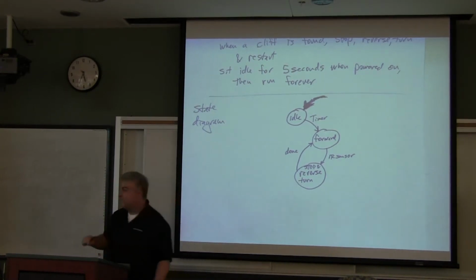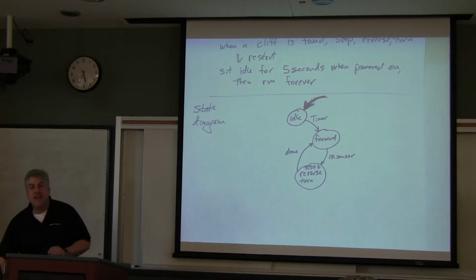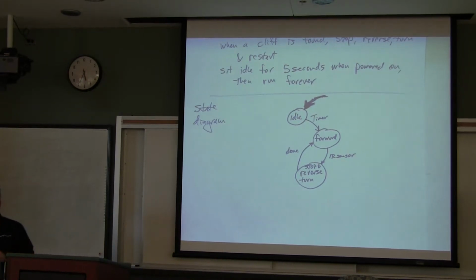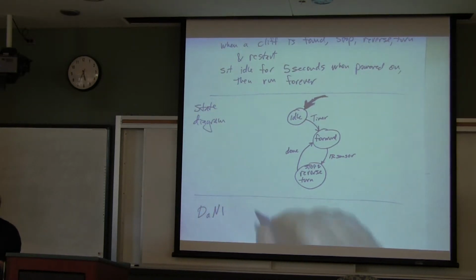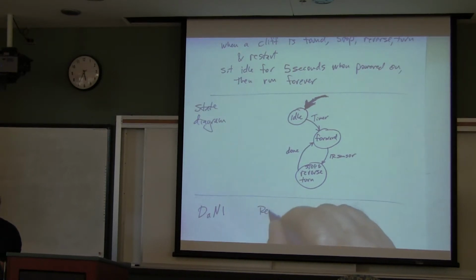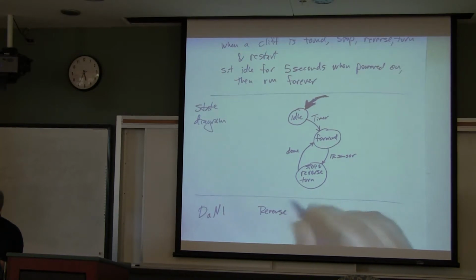Now, as has been pointed out, this is very simplistic, and it's not actually representative of our Danny robot. If you think about our Danny robot, when you have a reverse, you kind of hard-coded it for a certain amount of time, right?